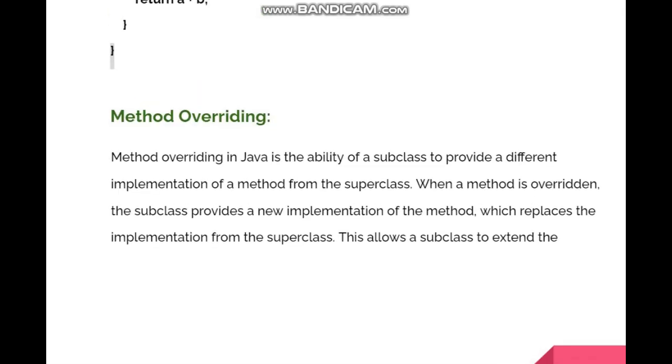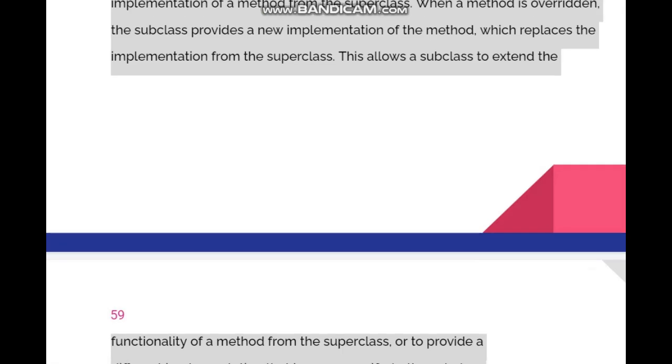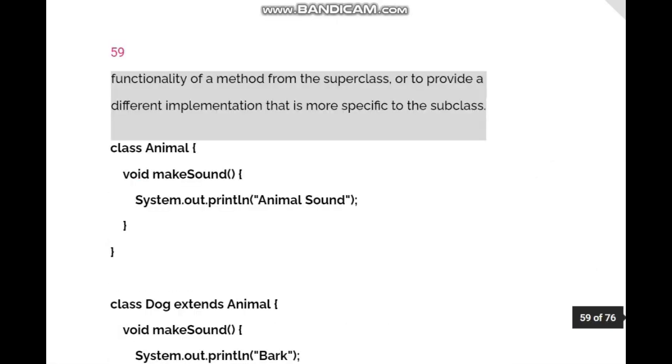Method overriding. Method overriding in Java is the ability of a subclass to provide a different implementation of a method from the superclass. When a method is overridden, the subclass provides a new implementation of the method, which replaces the implementation from the superclass. This allows a subclass to extend the functionality of a method from the superclass, or to provide a different implementation that is more specific to the subclass.